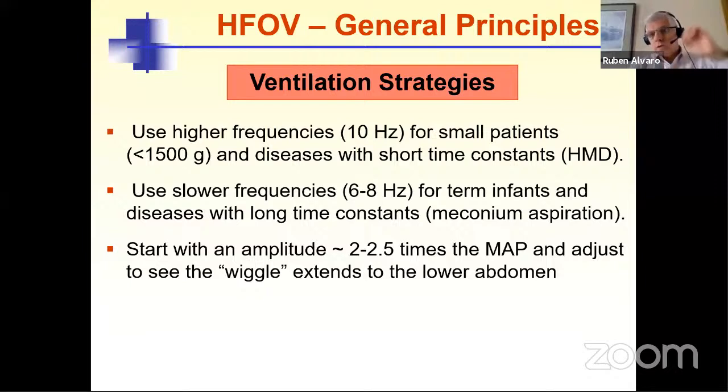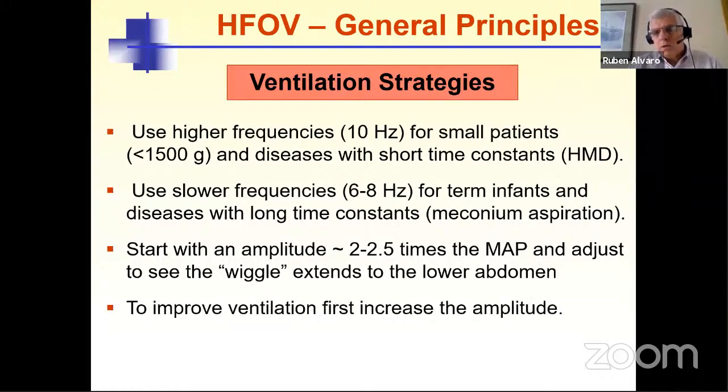Okay. Usually when you switch from conventional to the oscillator, you need to start with an amplitude that is usually 2 to 2.5 times the mean airway pressure. So if your mean airway pressure is 10, you can use an amplitude of 20 to 25. If your mean airway pressure is 15, you can use 30 to 40, 45 amplitude. And you need to adjust the amplitude to see the wiggle, the movement of the chest and the abdomen, extending almost to the lower part of the abdomen. Okay.